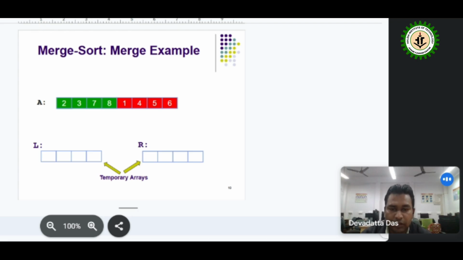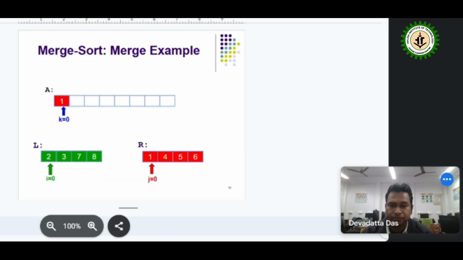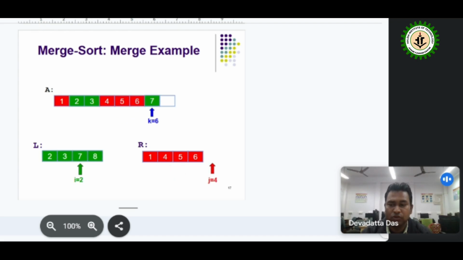So here is the merge sort example. I'm giving 8 values, and as I said in the previous way, I'm dividing them into two parts, left part and right part. Okay. So at first I'm checking the first element. That means k equals 0, i equals 0, j equals 0. Then I'm checking the second part, i equals 0, j equals 1. Then k equals 2, that means I'm checking the third part, then the fourth part, and then the fifth part, and so on. Okay.